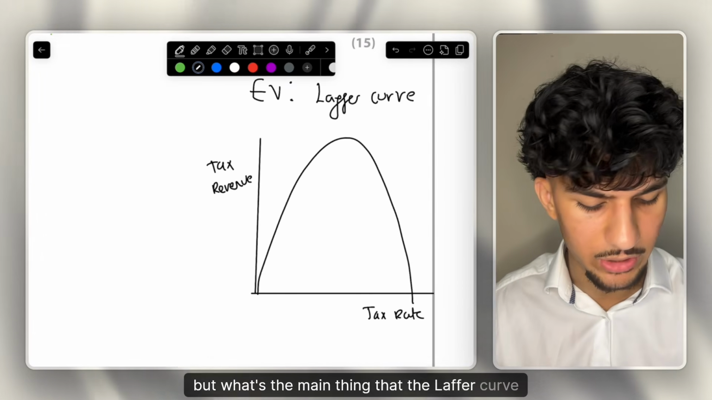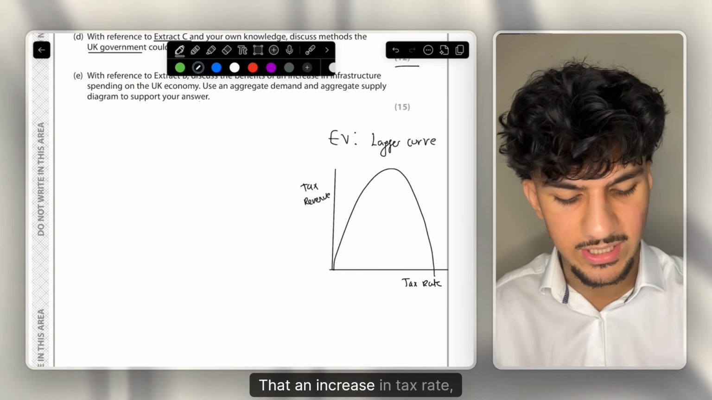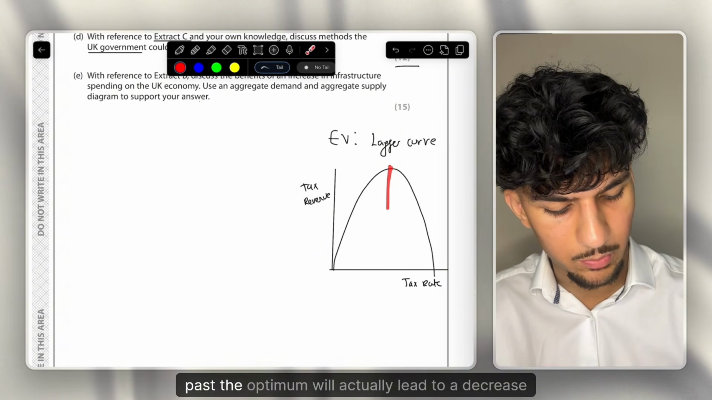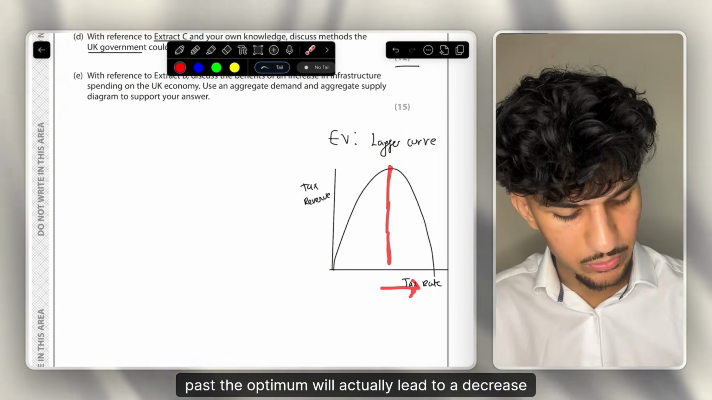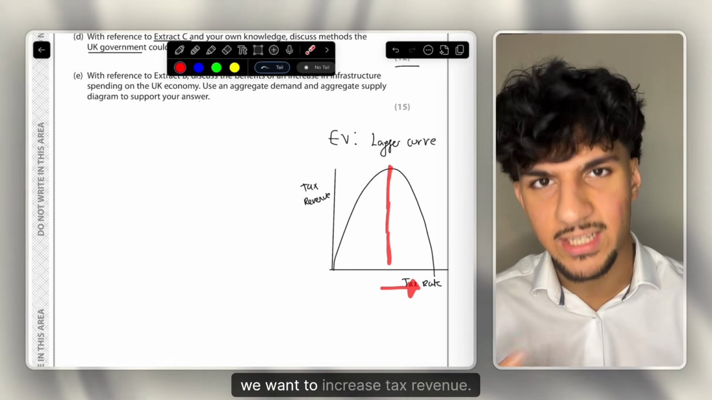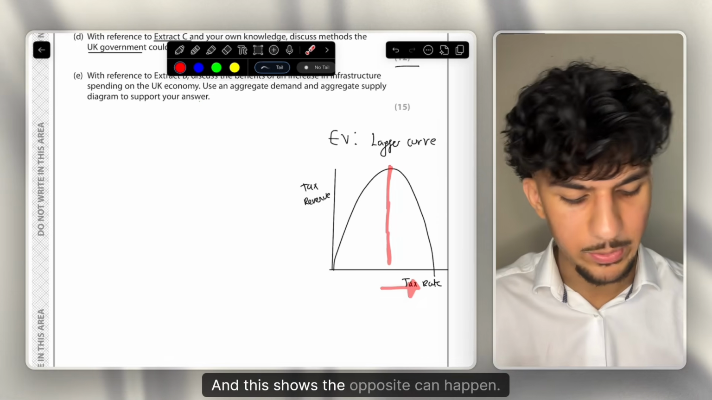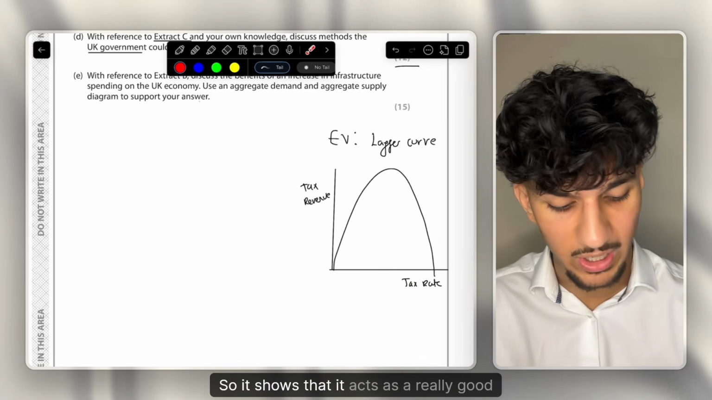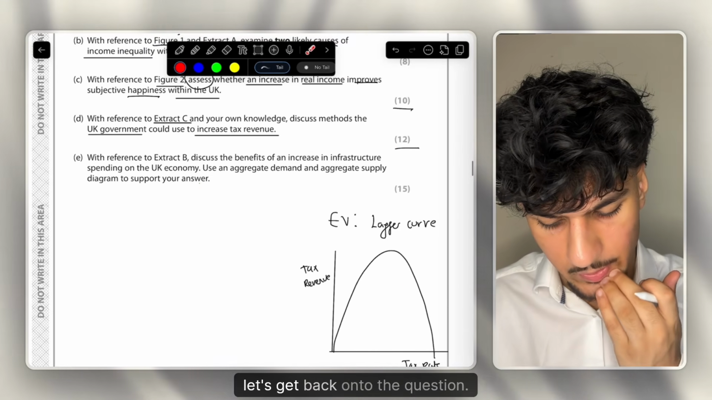But of course, the main thing that the Laffer curve does show is that an increase in tax rate past the optimum will actually lead to a decrease in tax revenue. And of course, when we're increasing tax rate, we want to increase tax revenue, and this shows the opposite can happen. So it acts as a really good evaluation point. But anyway, let's get back onto the question.